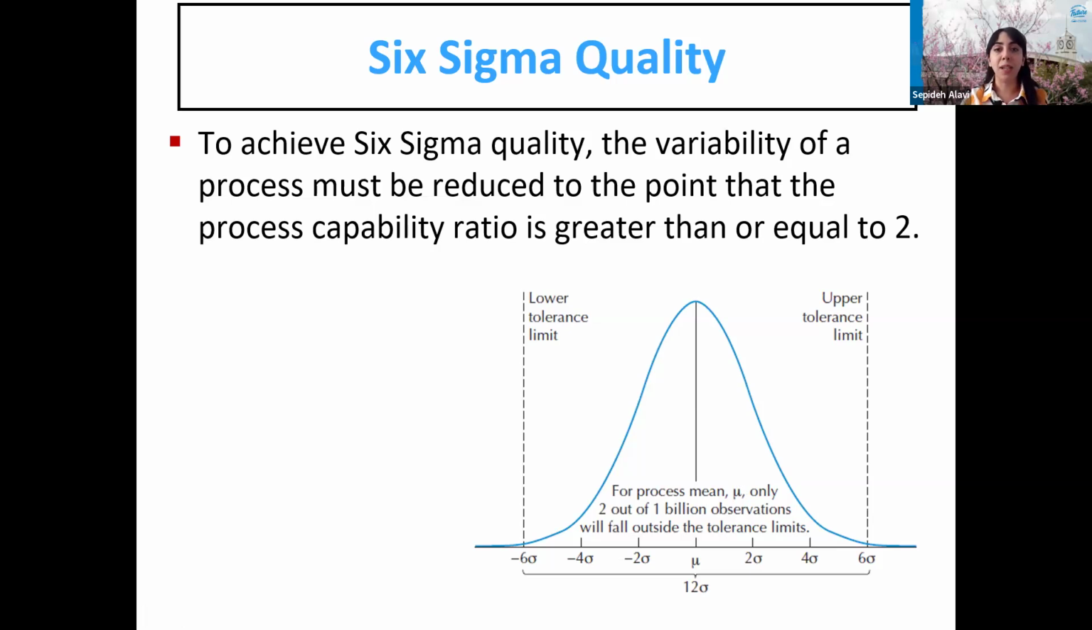Okay. So Six Sigma quality builds on the idea of the process capability ratio and shows us how businesses can improve their processes to the point where the process capability ratio can be a value greater than or equal to 2.